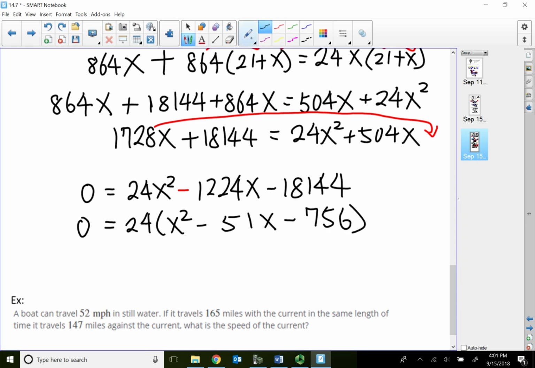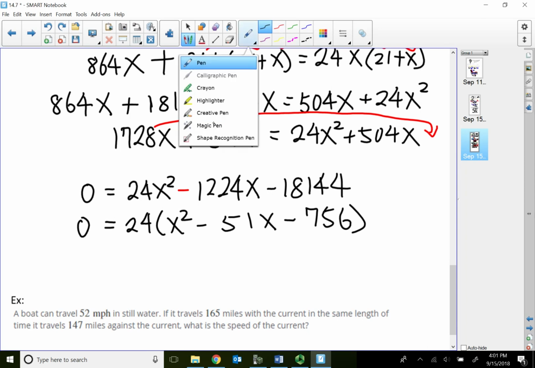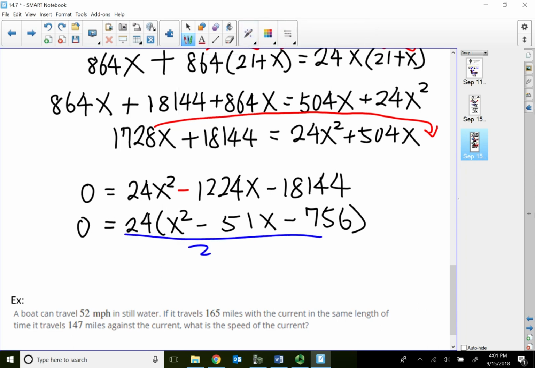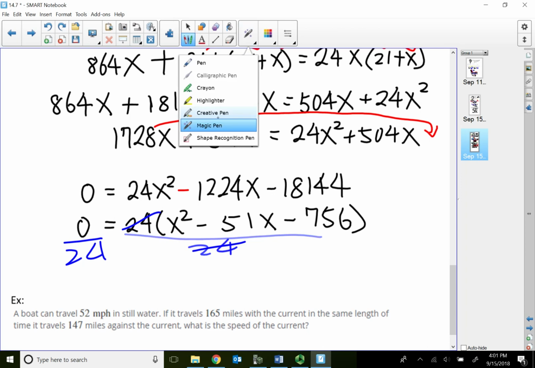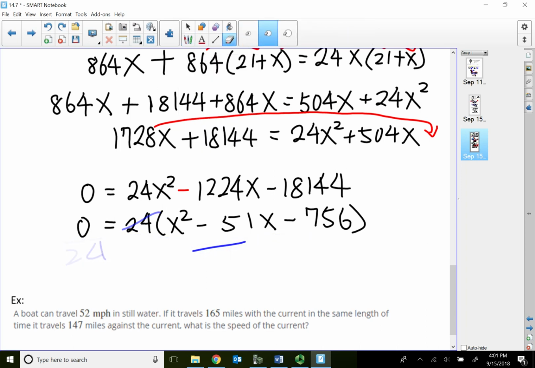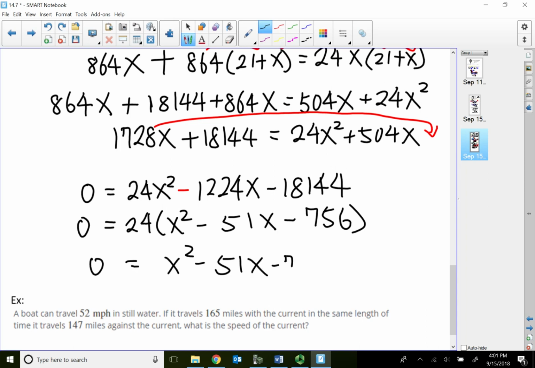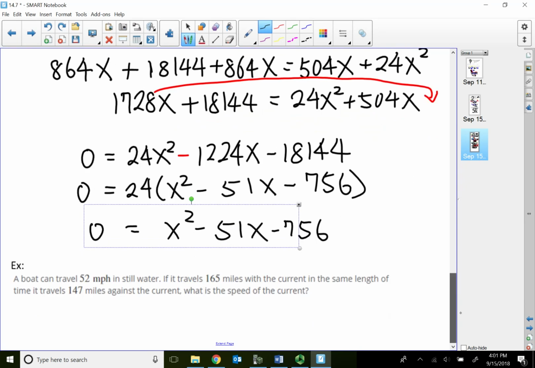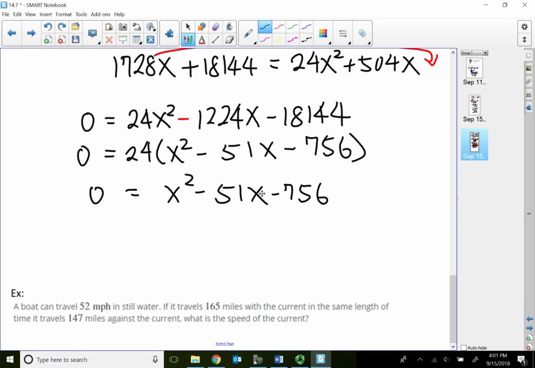As you can see, if I only have two terms right now, if I divide both terms by 24, that allows me to get rid of the 24 here. 0 divided by 24 is still 0. So I can practically ignore this 24 I factored out. All I'm dealing with is 0 equals x squared minus 51x minus 756. So what I'm looking for here is a difference. What times what is 756 and has a difference of 51?